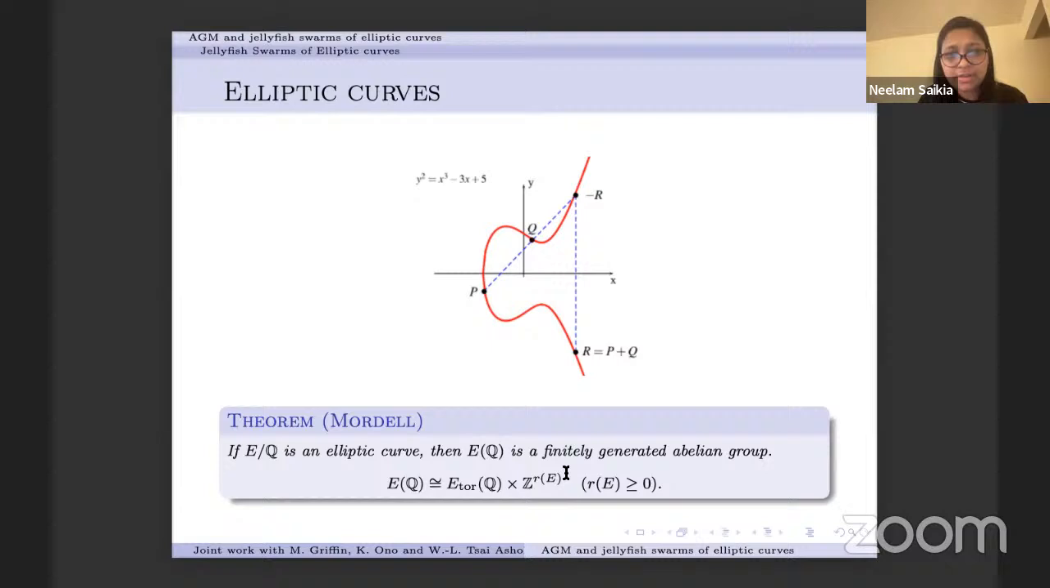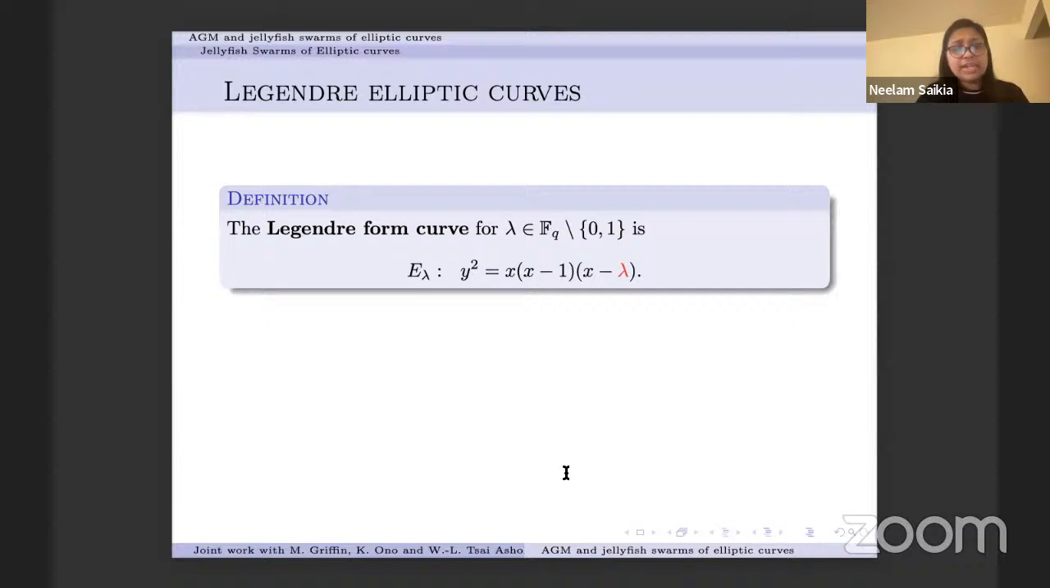We are not studying elliptic curves in this talk, but we use AGM to organize some kinds of elliptic curves. In our work, we use this special family of elliptic curves, the Legendre family. This is a special family, or we can say a one-parameter family of elliptic curves, because this curve depends on lambda. If lambda is an element of the finite field F_q, different from 0 and 1, then this equation y squared equals x(x minus 1)(x minus lambda) is an elliptic curve. And this curve varies when we vary lambda. So this is a one-parameter family of elliptic curves.